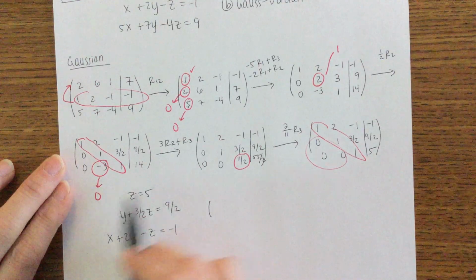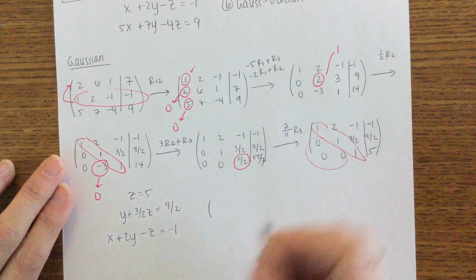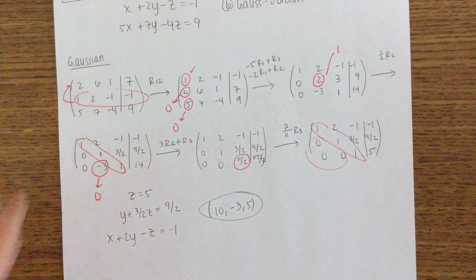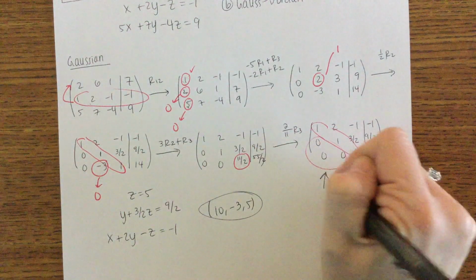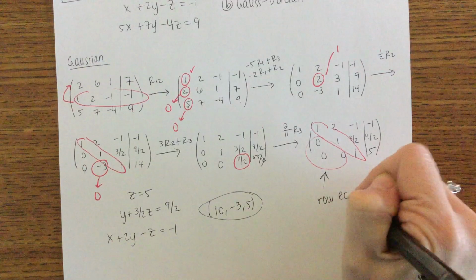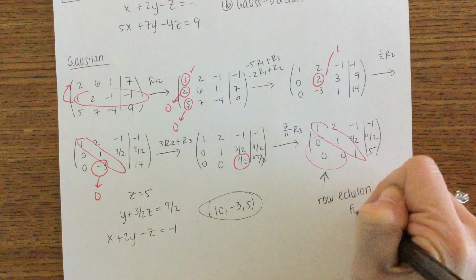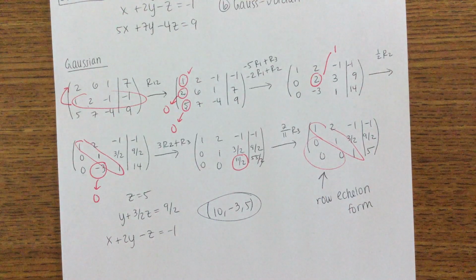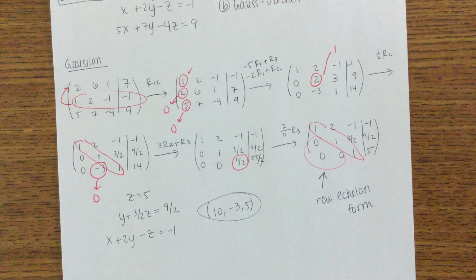Can I trust that you're okay solving this? If you trust me, the answer is 10, negative 3, 5. Okay. Now, that was Gaussian elimination.